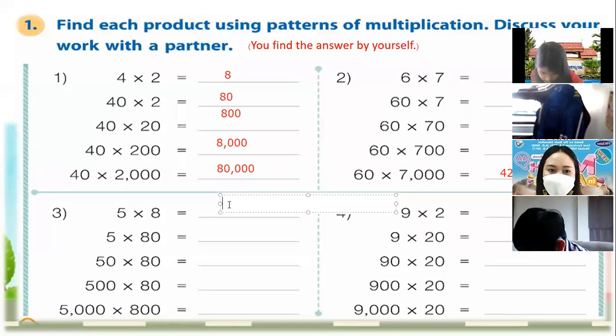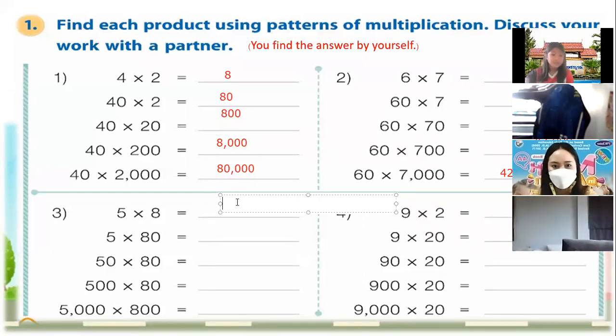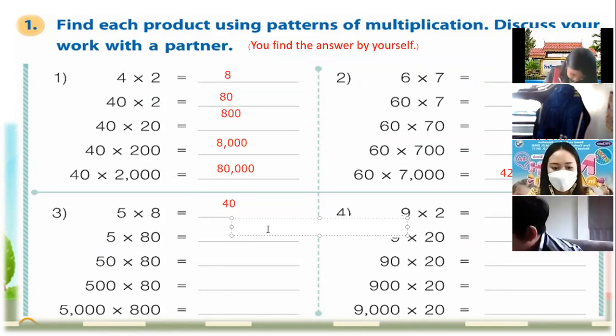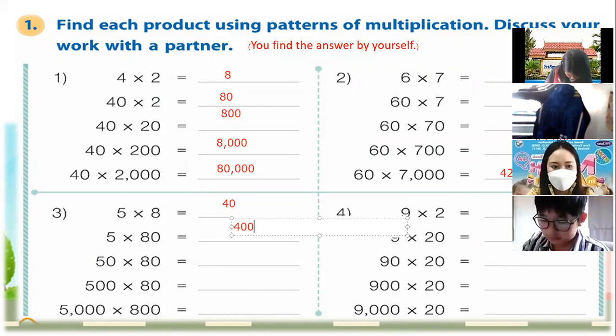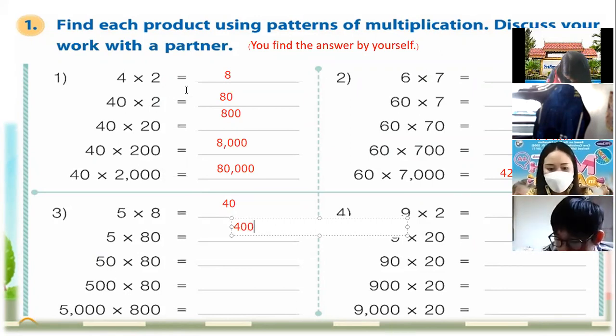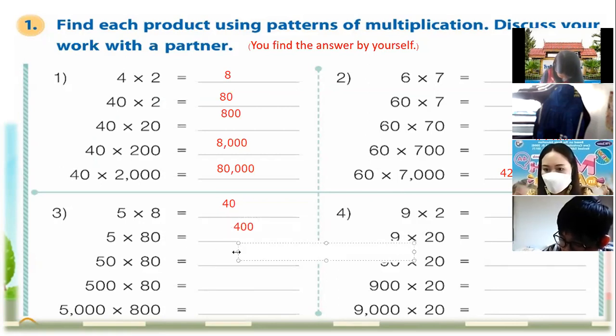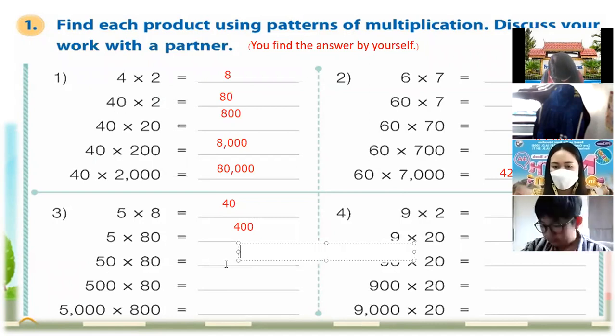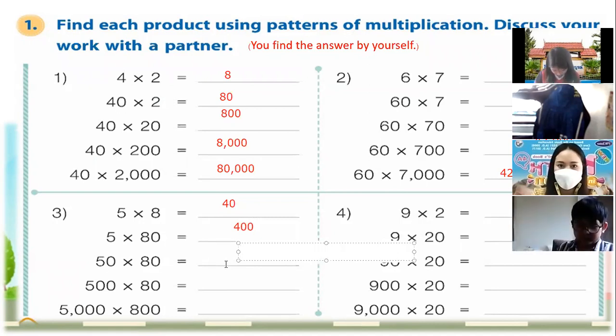40. Very good. 40. That is the correct answer. Now, step 2. We have 5 multiplied by 8 tens. So, what will be the answer? 400. Very good. 400. That is the correct answer. Now, step 3. We have 5 tens multiplied by 8 tens. So, what will be the answer? 4,000. Very good. That is the correct answer.